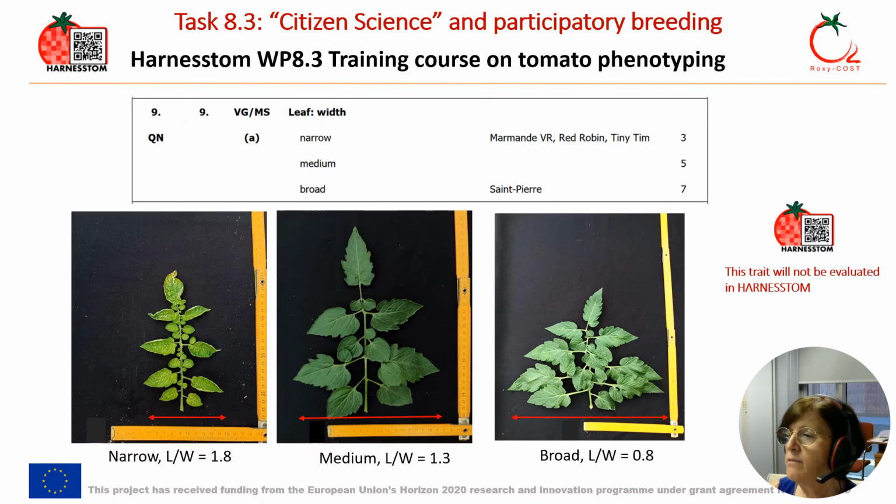The width of the leaf should be measured as the maximum width in an expanded leaf. Both traits, length and width, are important to determine the size of the leaf. As you can see in these pictures, the ratio length-width can be very different. In the leaf on the left side, this ratio equals 1.8. In the middle one, it equals 1.3. And in the leaf on the right side it is 0.8.